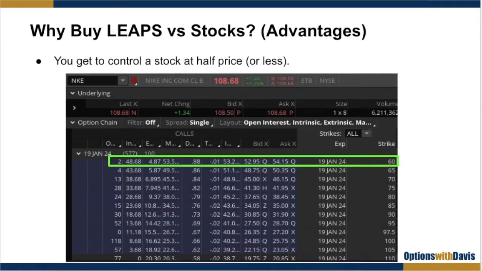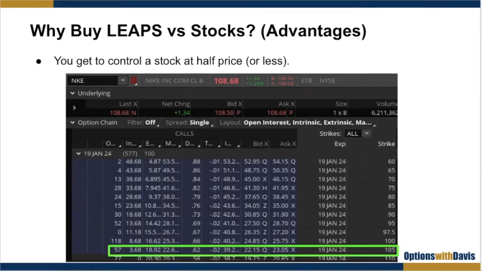I want you to take a look at this strike price at 60 right here. You can see that the bid is about 53, the offer is about 54, so you can roughly buy this option at $54, and just by itself you can see it's already half the price of the current stock price. The current stock price is about 108. If you were to buy 100 shares, that is about $10,800. So by paying only $5,400, you can get the same exposure of about 88 deltas with very limited risk compared to if you were to buy 100 shares of this stock.